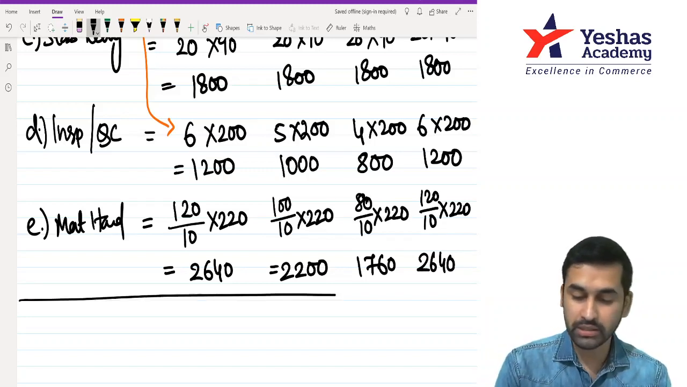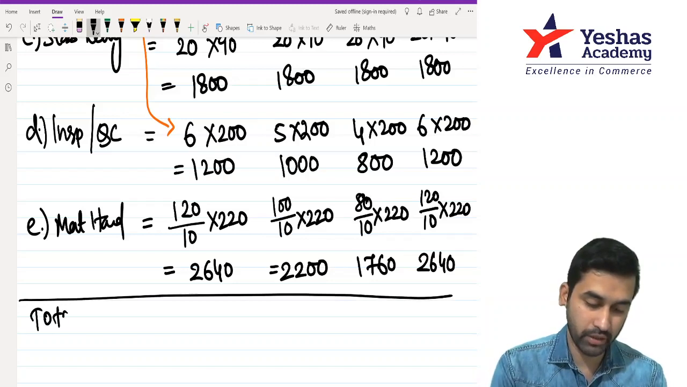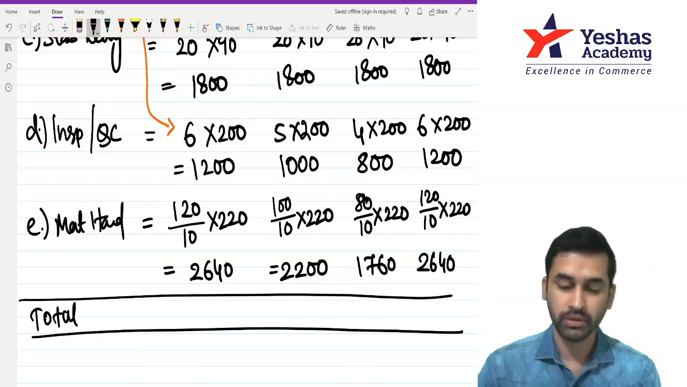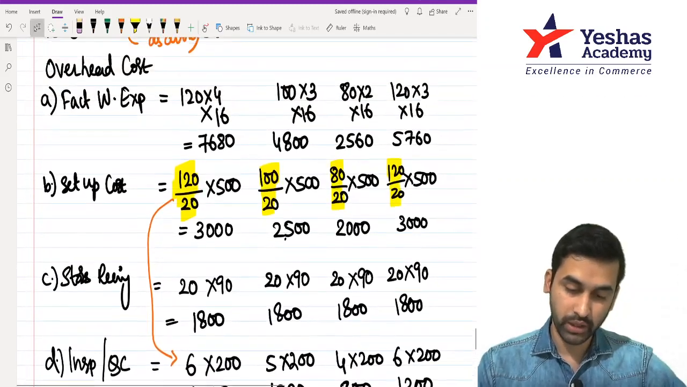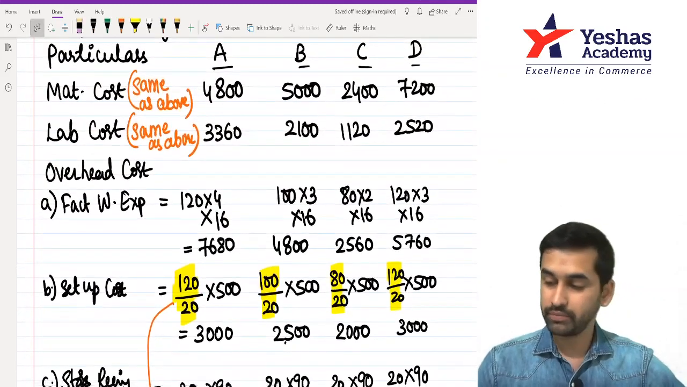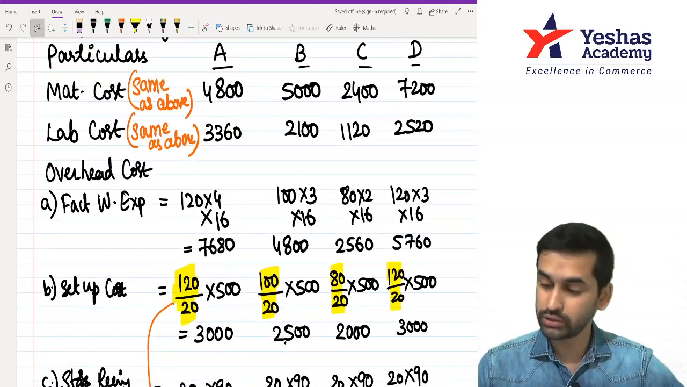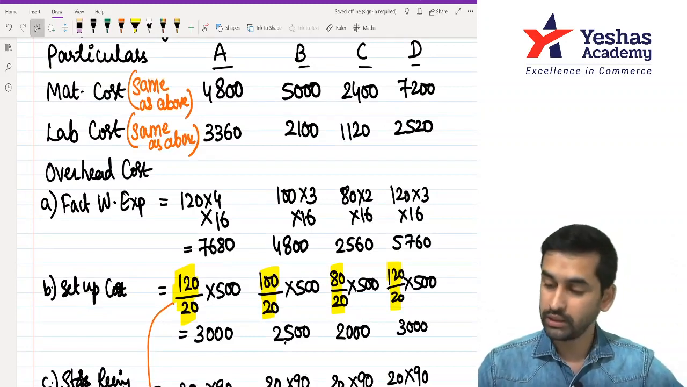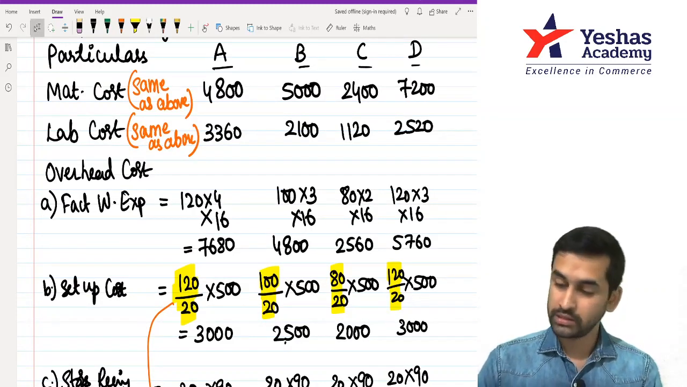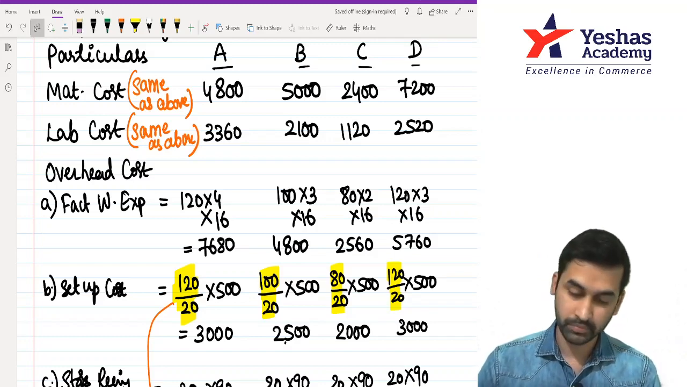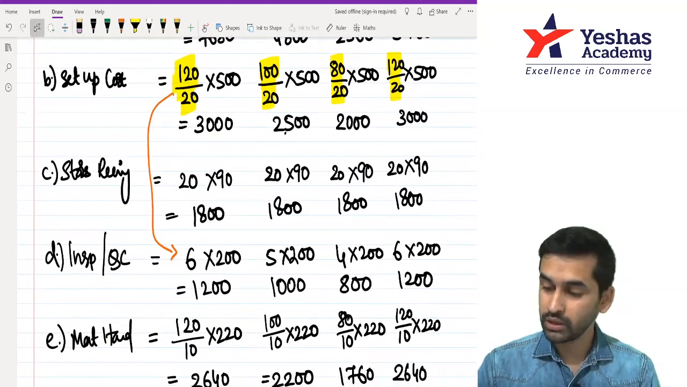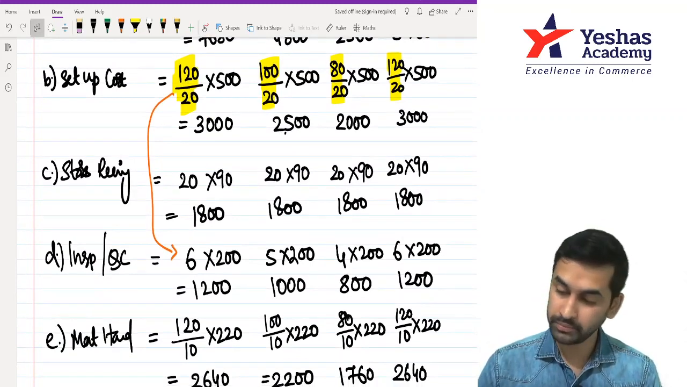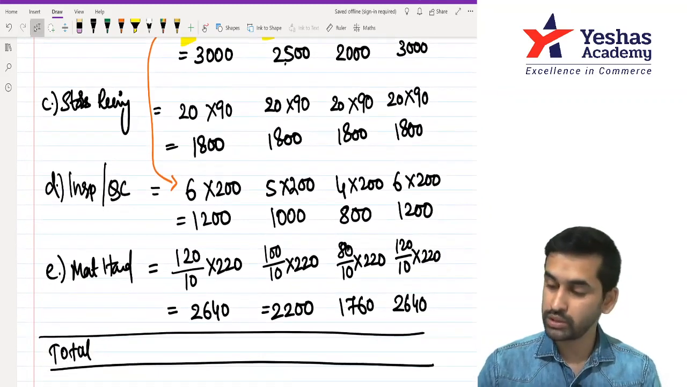I think with this I have taken all the items. I just have to now total these things. Let me do it. You also do it parallelly. Starting from material cost, 4800, 3360, 7680, 3000, 1800, 1200, 2640.